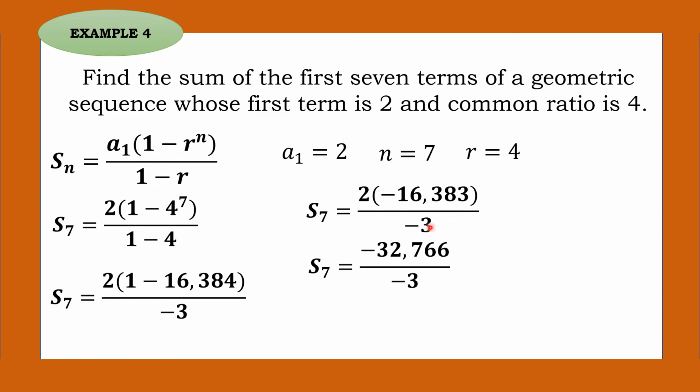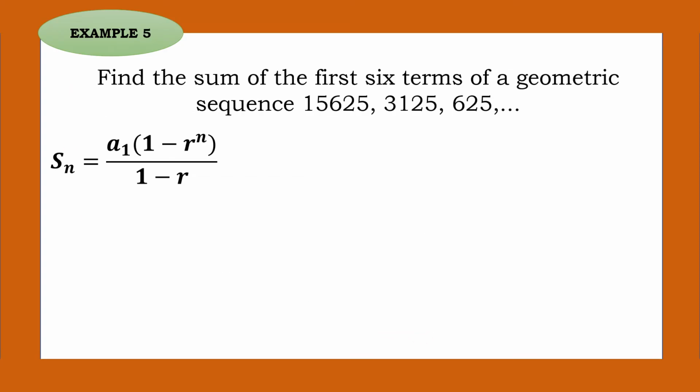Multiplying 2 by negative 16,383, that will give us negative 32,766. We divide it by negative 3. So we have S sub 7 is equal to 10,922. So it means that the sum of the first 7 terms of a geometric sequence with the first term 2 and the common ratio 4 is 10,922.